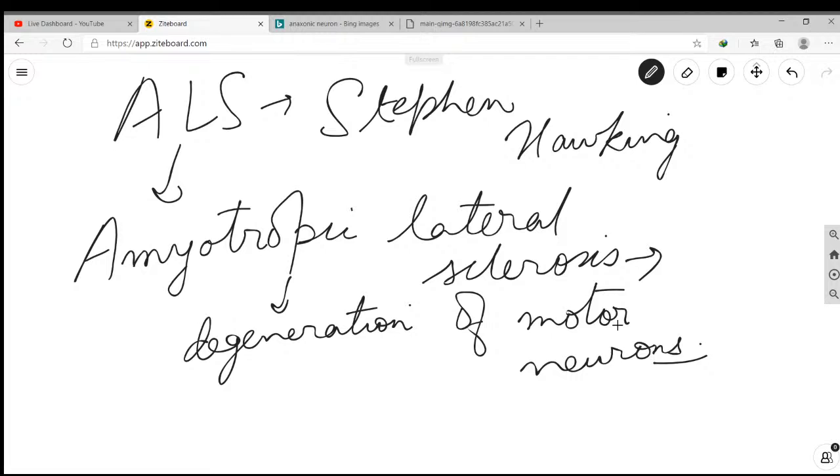And the life expectancy after the diagnosis of the disease is only 2 to 3 years. It means the prognosis of the disease is extremely poor. But it was a medical miracle that Stephen Hawking lived for more than 50 years, because he was diagnosed at the age of 23 to 24 and he lived more. I think he lived to 75 or something like that. So he lived more than 50 years with the disease.